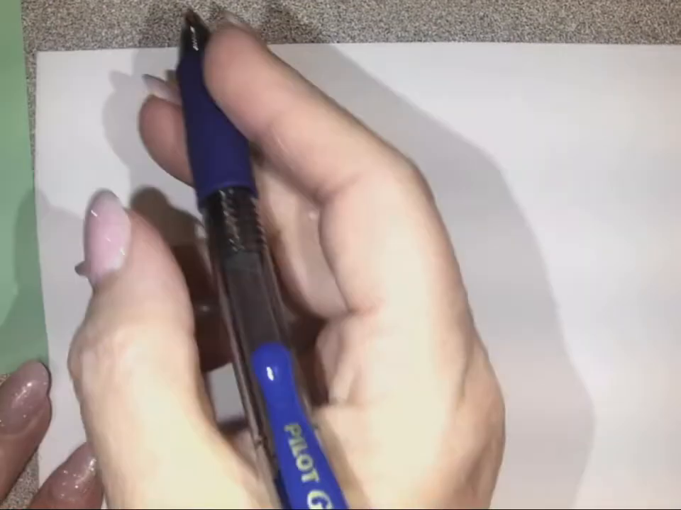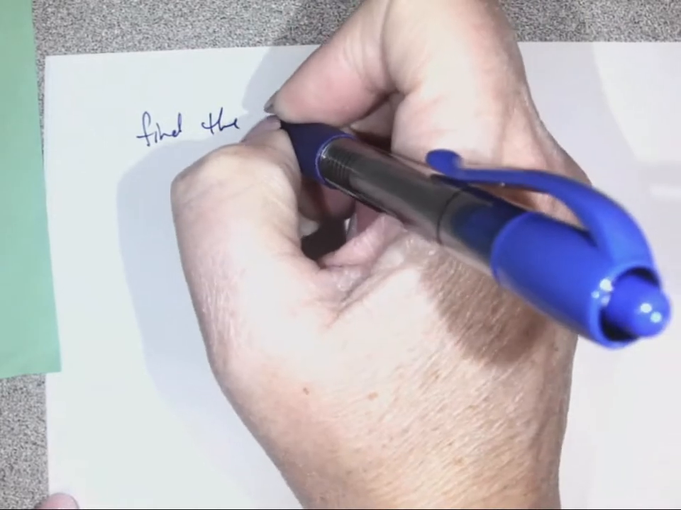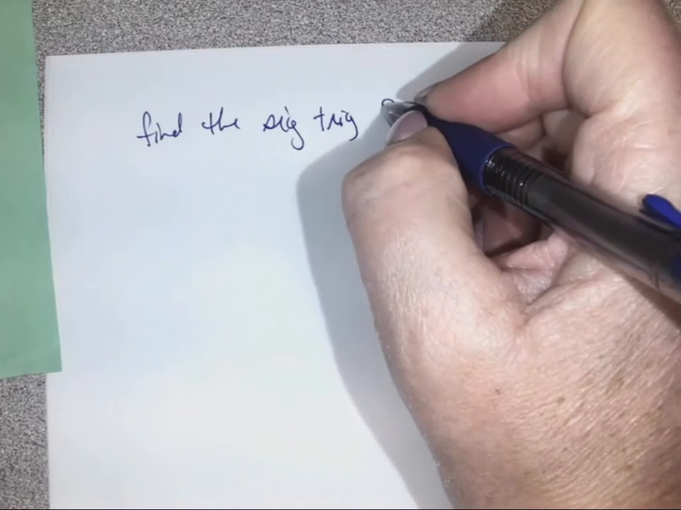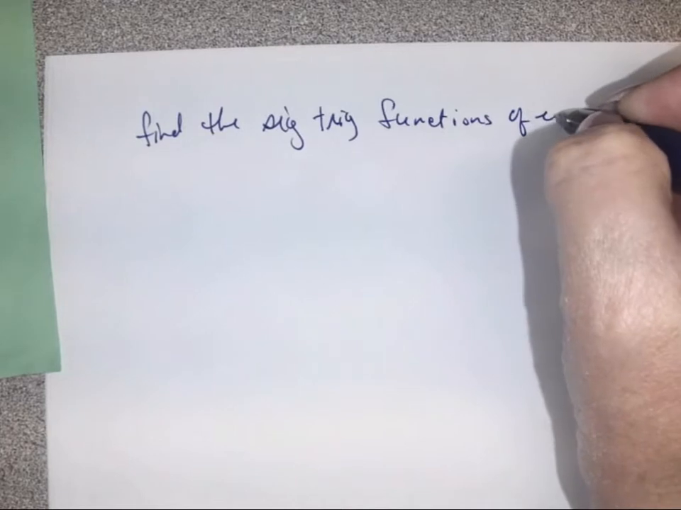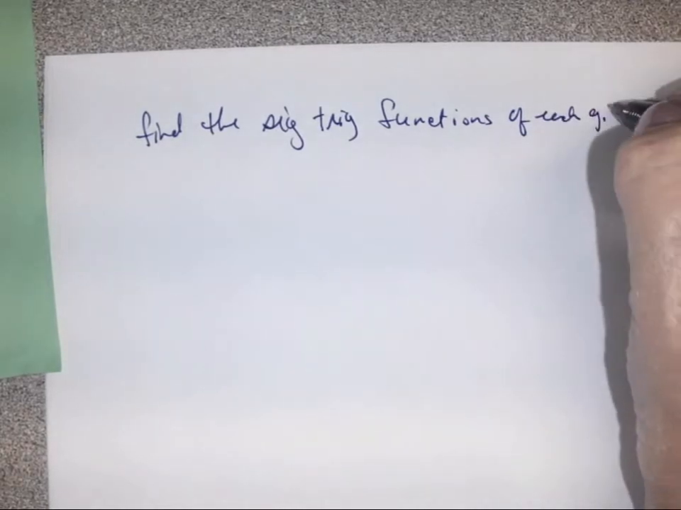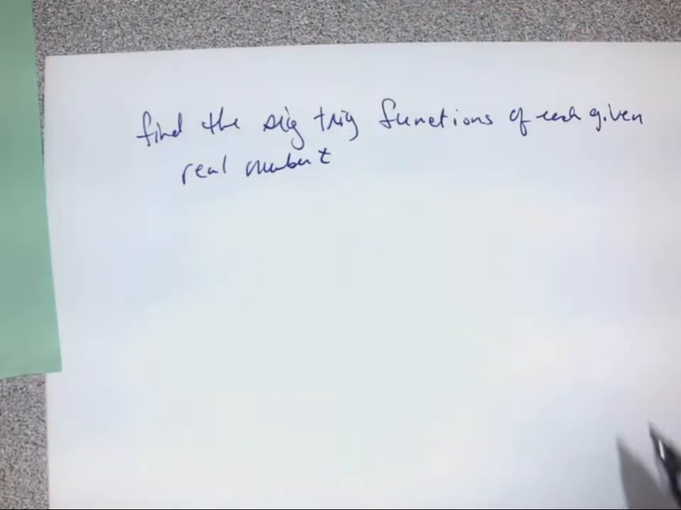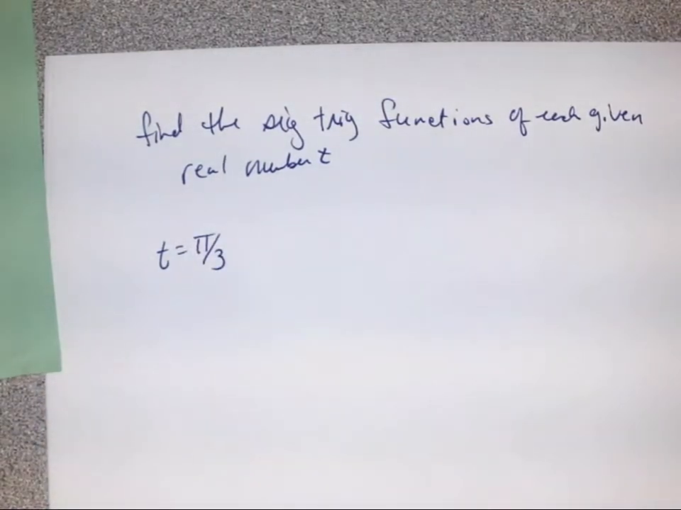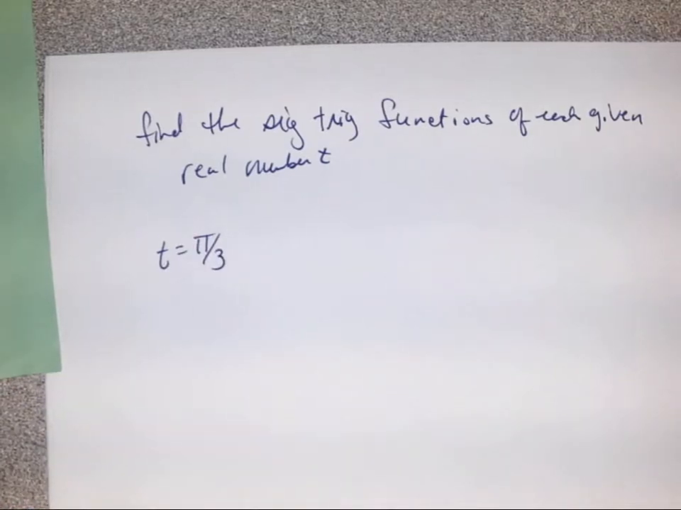So we want to find the 6 trig functions of each given real number of t. So if we're looking at t is equal to pi over 3, that means we're going 1/3 of the way towards our pi.